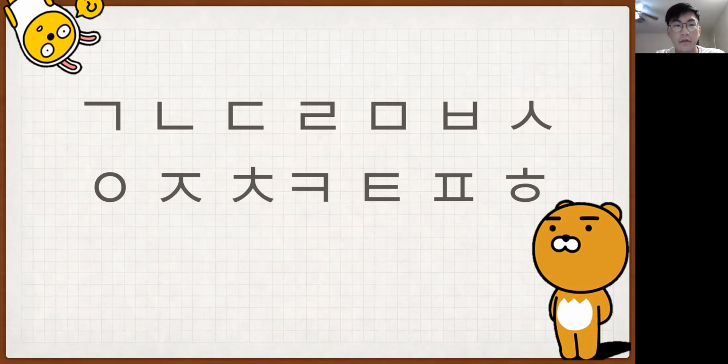Okay, gonna go over all of those real quick one more time. 기역, 니은, 디귿, 리을, 미음, 비읍, 시옷, 이응, 지읒, 치읒, 키읔, 티읒, 피읒, and 히읗. So that's the consonants. Now we'll go over the vowels.